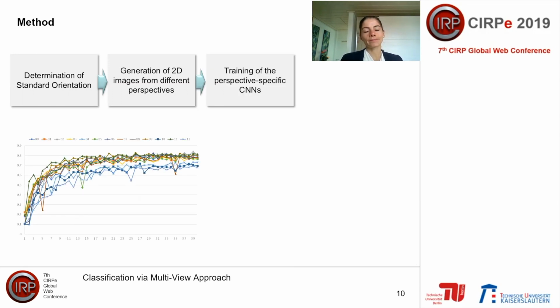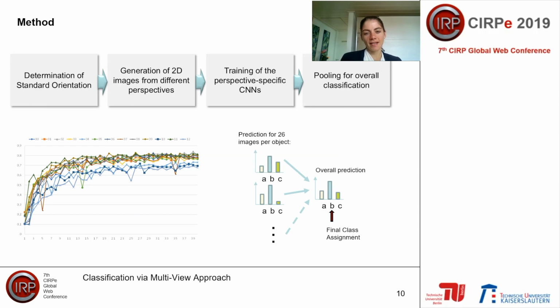The next step is then to train the perspective-specific CNNs with those 2D images we get in the way I just explained. And the classification is then done by a pooling over all perspective-specific class probabilities. So we summed up all probabilities from the perspective-specific CNNs. In sum, these were 13 different probabilities for the 26 different images. And then we calculated the average over these probabilities, and this is our final class assignment.